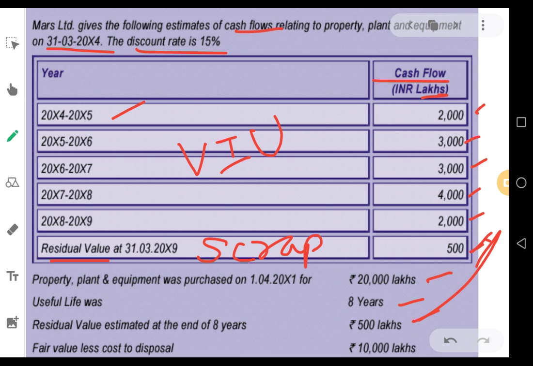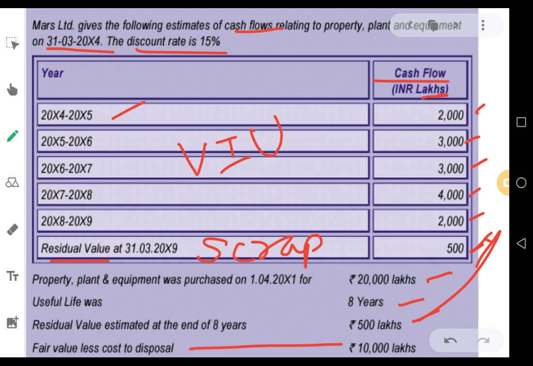Then fair value less cost of disposal. Fair value is the sales value of the asset minus cost of disposal. So they have given it directly, 10,000 lakhs.